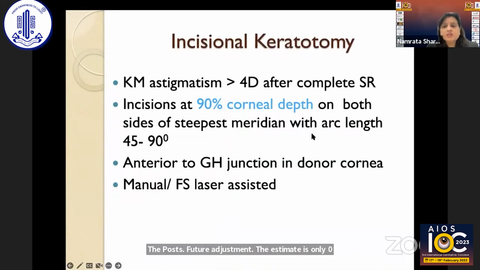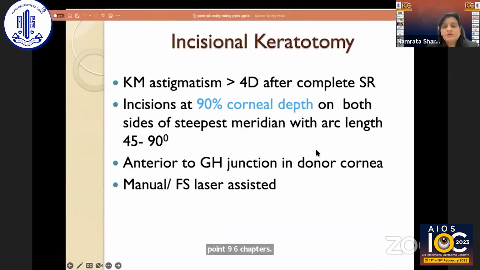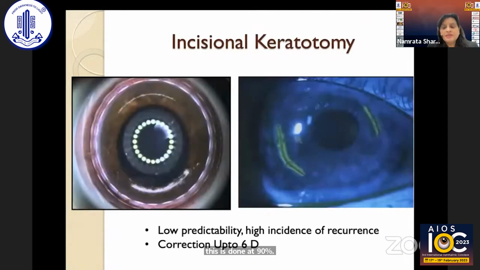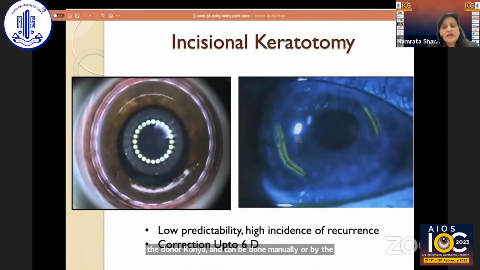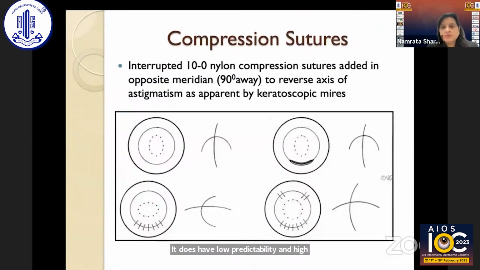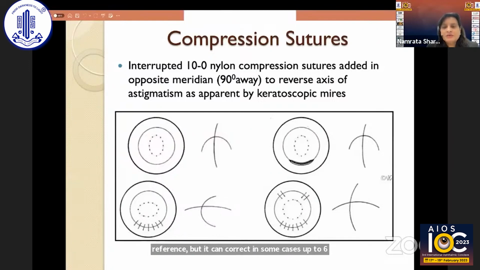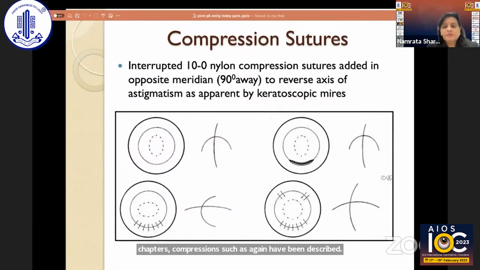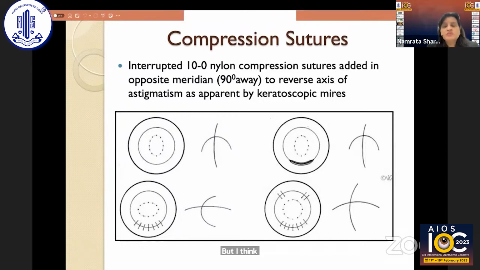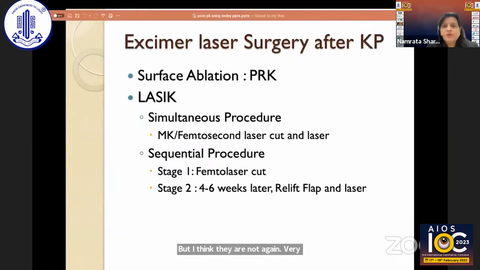Of course, incisional keratotomy can be done, but this is done at 90% corneal depth, anterior to the graft-host junction in the donor cornea, and can be done manually or by the femtosecond laser. It does have low predictability and high incidence of recurrence, but it can correct in some cases up to 6 diopters. Compression sutures again have been described, but I think they are not very predictable, although in high degrees of astigmatism, these can be used.